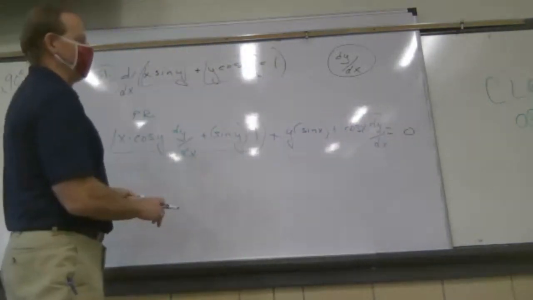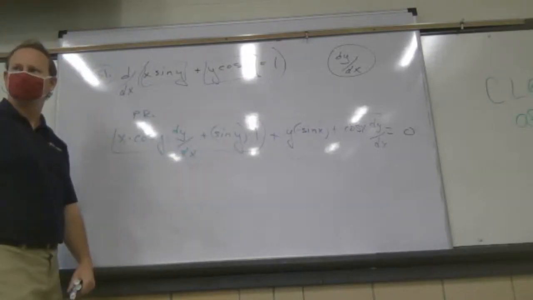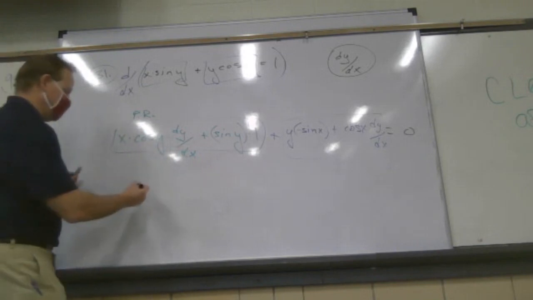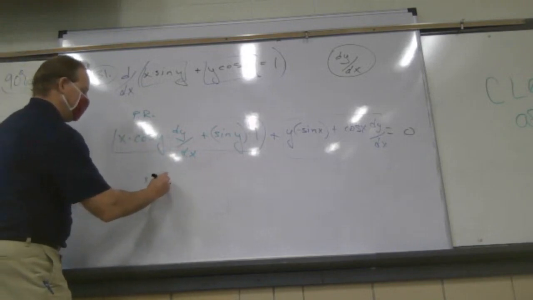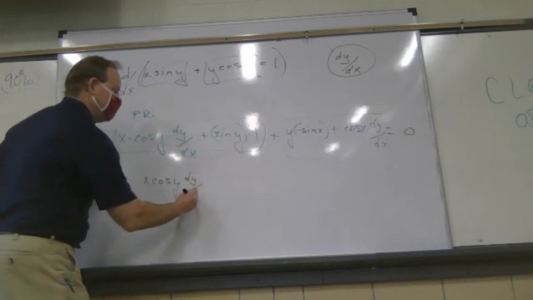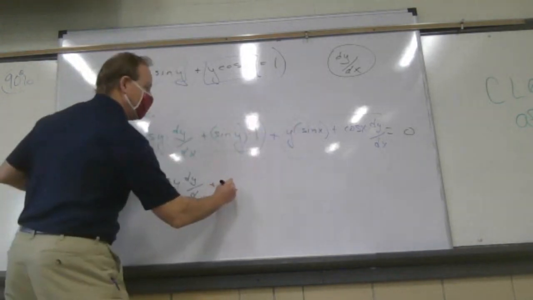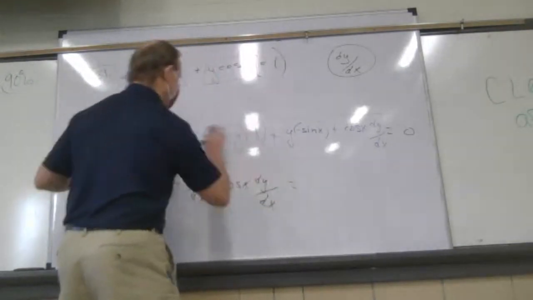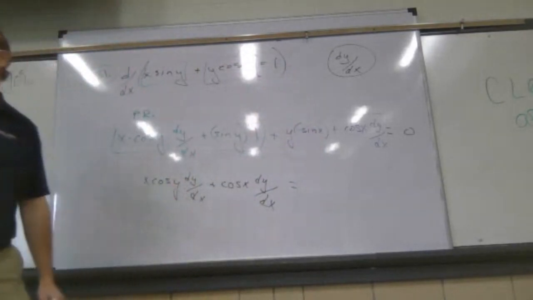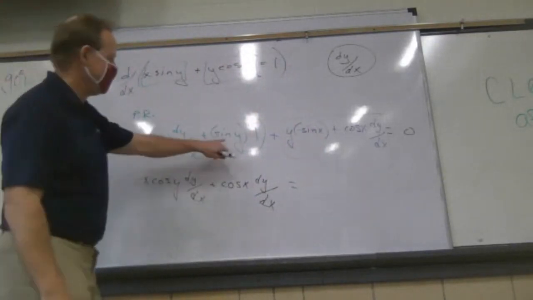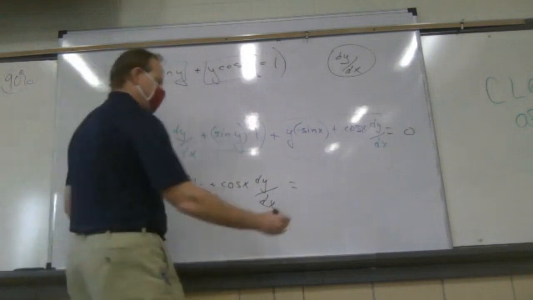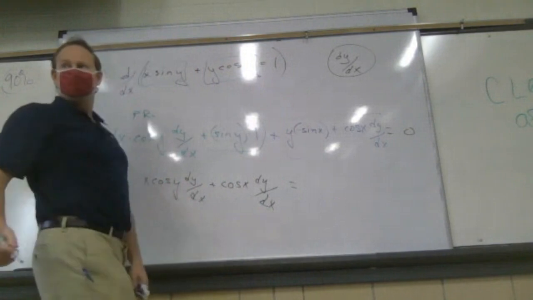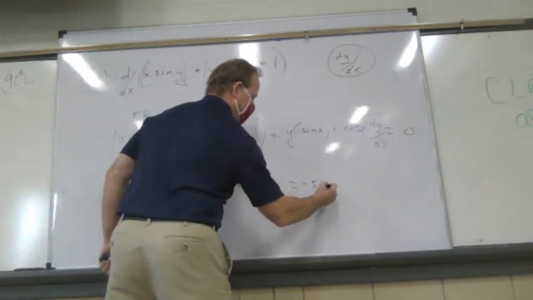Okay? So anyway, we get this. Now what do we got to do? We got 4 terms, really, right? So everything that has a dy/dx to it, let's keep on the left side. So I've got x cosine y dy/dx, and then plus cosine x dy/dx. Those are on the left side. And then I'm going to get everything that doesn't have a dy/dx attached to it to the other side. So instead of plus sine y, what do I have on the right? Minus sine y. So I add, you subtract, right?